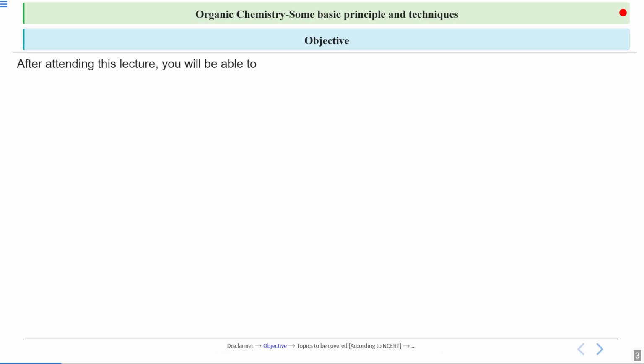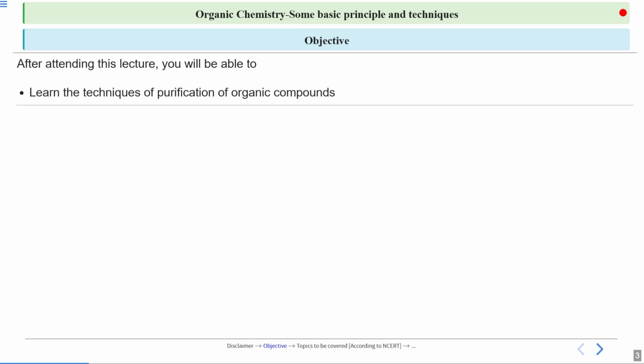Once you have attended this lecture, you will be able to understand the different types of techniques used for the purification of organic compounds. We have already dealt with two of them. The rest are related to chromatography, and the second one is related to adsorption phenomena. So we will look into each of them one by one.